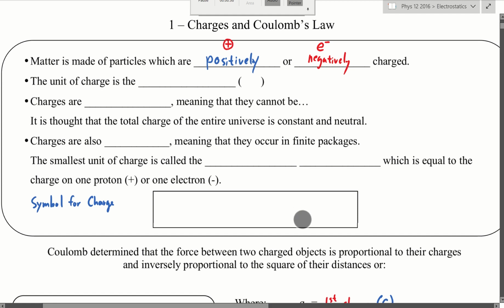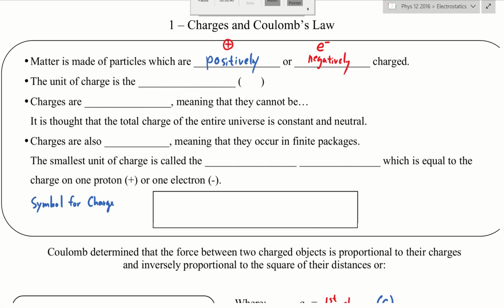So, for example, if you look at a regular object, a piece of wood, most likely you find that piece of wood to be neutral, but that doesn't mean there's no electrons and protons inside. There are just about the same amount of protons and electrons inside. Therefore, the charge is overall neutral, right? When you have positive charge and negative charge and they have approximately the same amount, the object tends to be neutral. Now, what is the unit for charge?